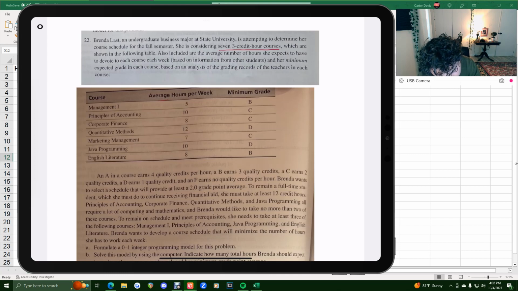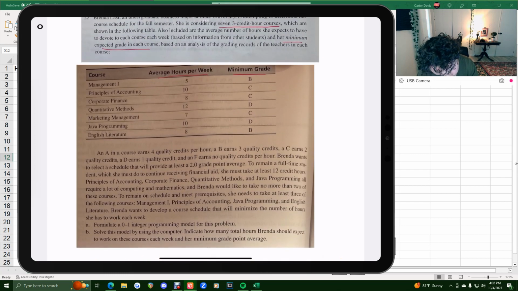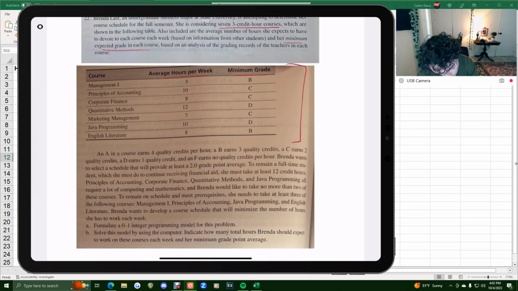So we are given the average hours per week she expects to have to devote to each course, and her minimum expected grade in each course. Okay, so we have all that information in this chart here.